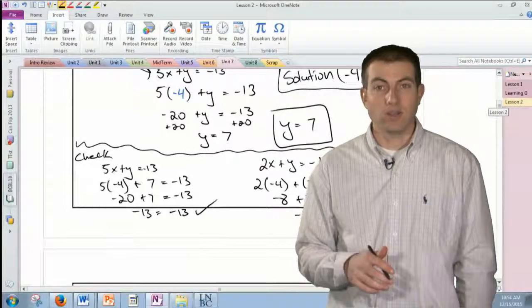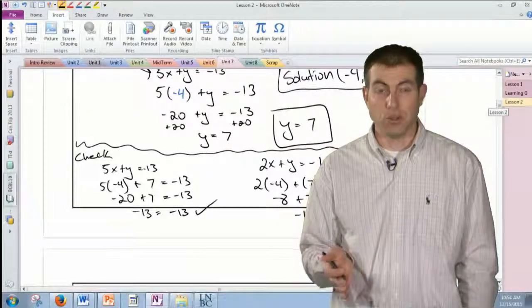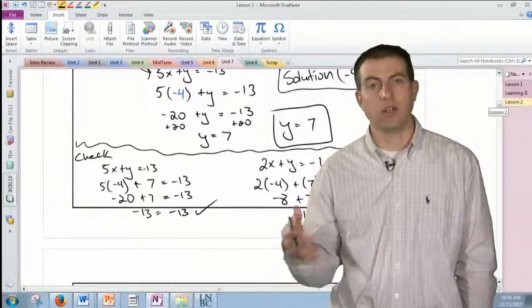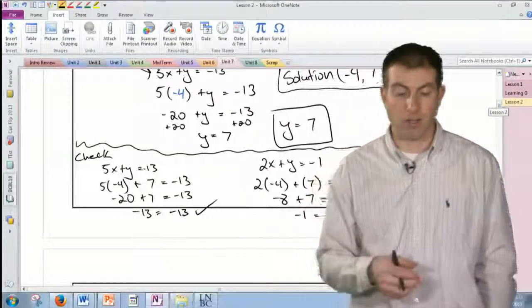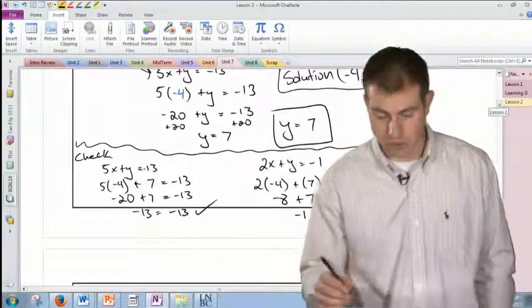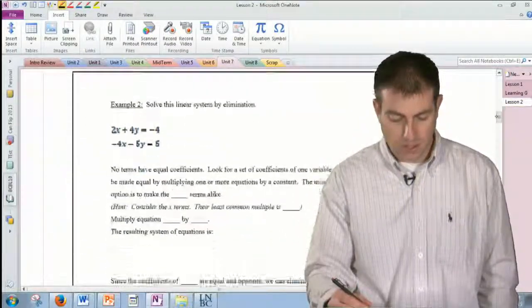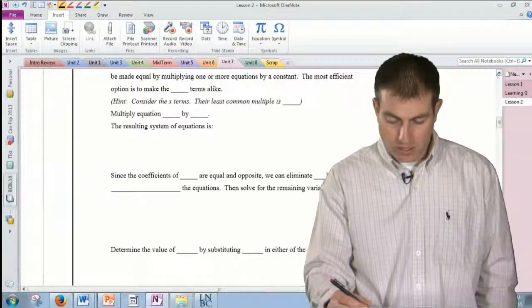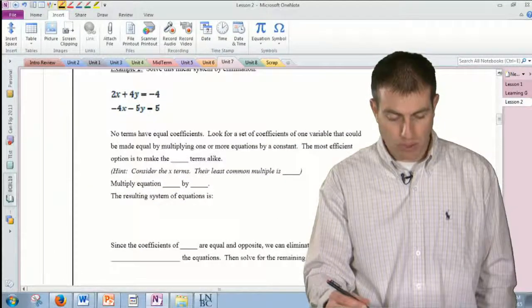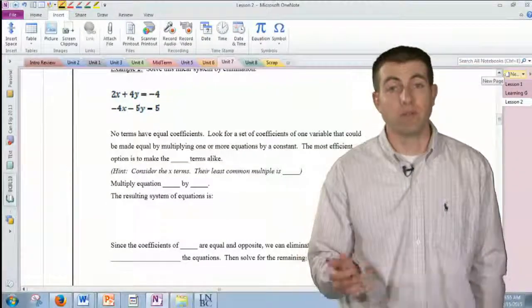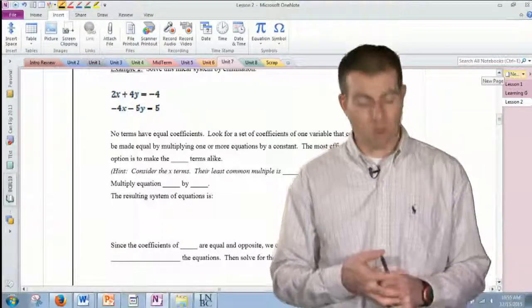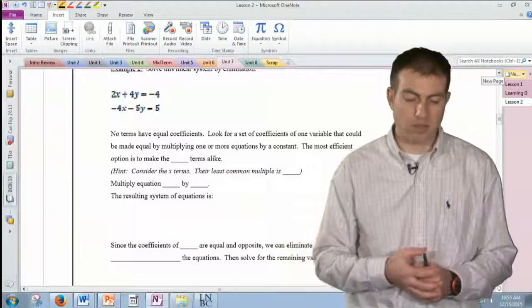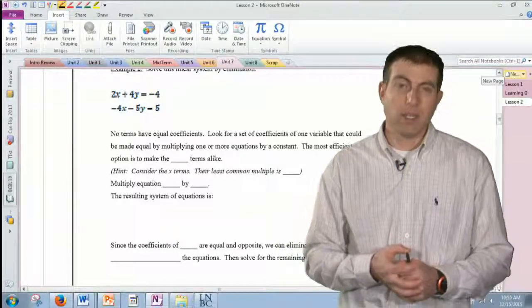Sometimes it will work out, sometimes it won't. If you get something goofy like negative 1 is 2, you're like, oh no, I picked the wrong point or I solved for the wrong point. There's some error or something that you need to go back and address. All right, so let's look at another example, the exact same process, except we have two different equations now. So we have 2x plus 4y is negative 4, and then 4x minus 5y is 5.